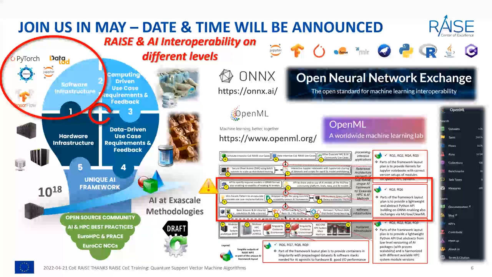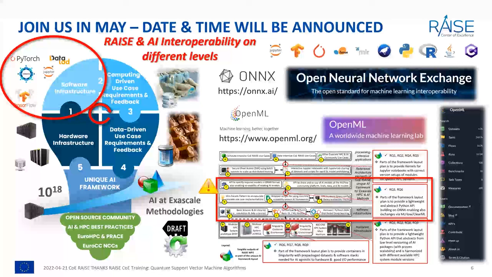OpenML is much more for sharing, as you can see here, how we can share our data sets, tasks and flows. It goes way beyond just the normal standard that we have in ONNX, and rather thinks about the whole pipeline, how we can share these data sets together with the underlying scripts that you need for computations in order to run them.